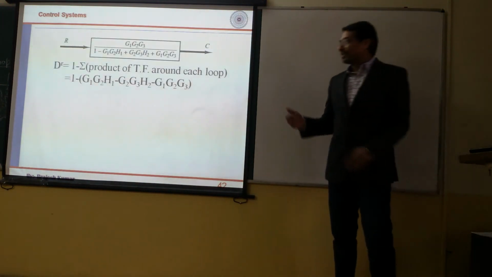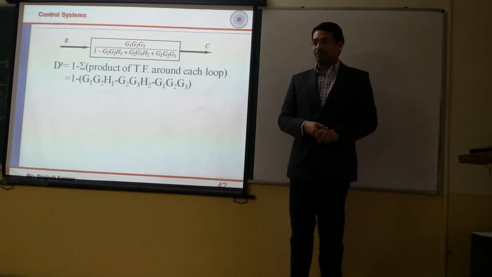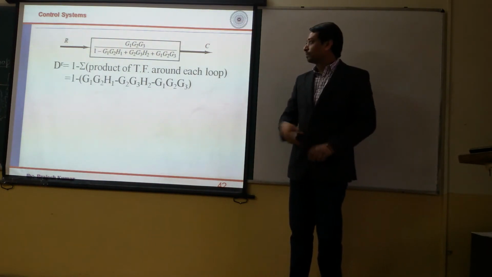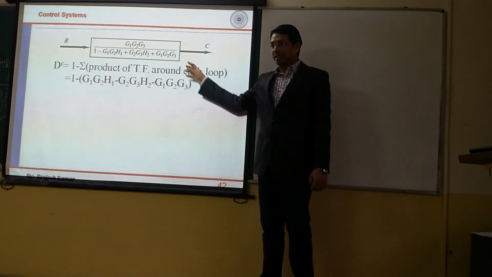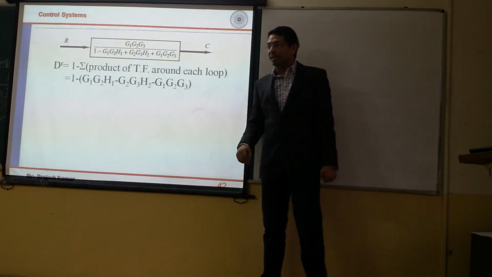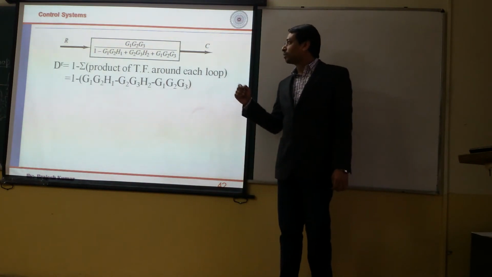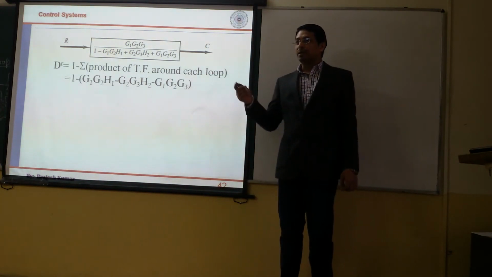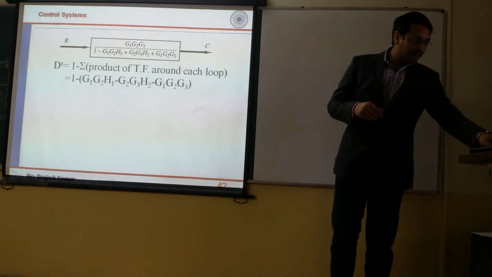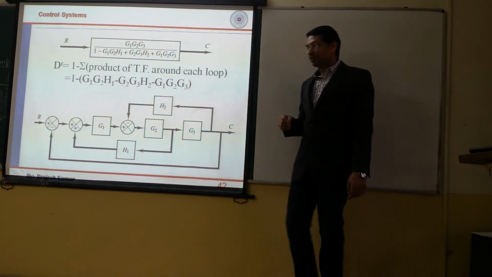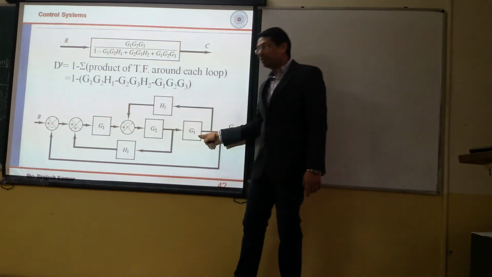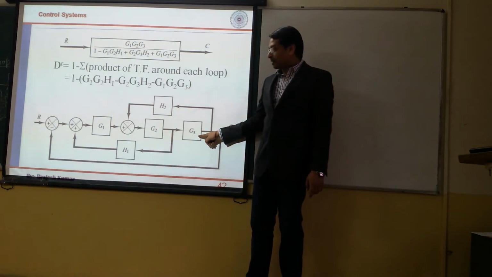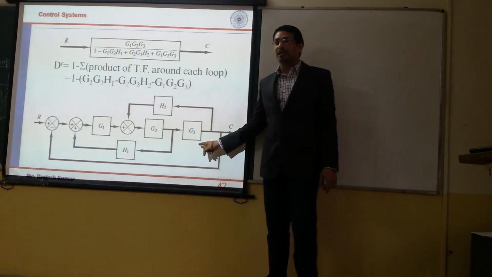Now, going back to the result itself once again. Let us look more closely. Our result was G1, G2, G3 upon some denominator. Look at the numerator. It is the multiplication of G1, G2, G3. Okay? And try to look back once again at our original problem. So you will find that G1, G2, G3 is the only forward path available in this particular problem.